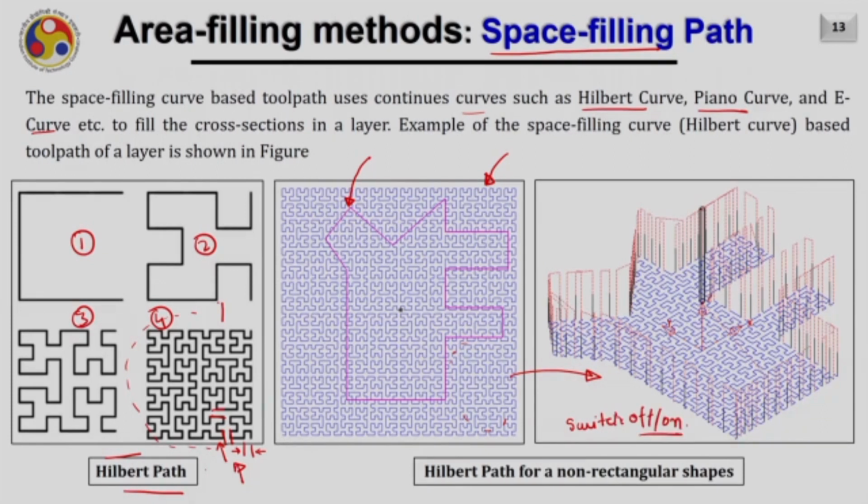This type of issue can be easily resolved by connecting these segments together in such a way that we can optimize the number of switch offs and ons. Now let us discuss another very popular additive manufacturing tool path, particularly for directed energy deposition based processes, called MAT.